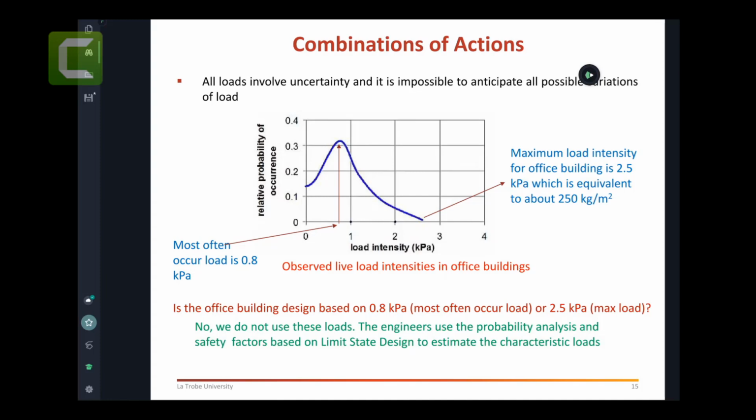The thing is, ages ago when they started building standards in different countries, they made a survey about how frequently a floor for an office, for example, is loaded. And they found typically, like this vertical axis is the probability of occurrence. So the reoccurrence for that loading, they found mostly 0.8 kPa, which is 80 kilograms per meter square.